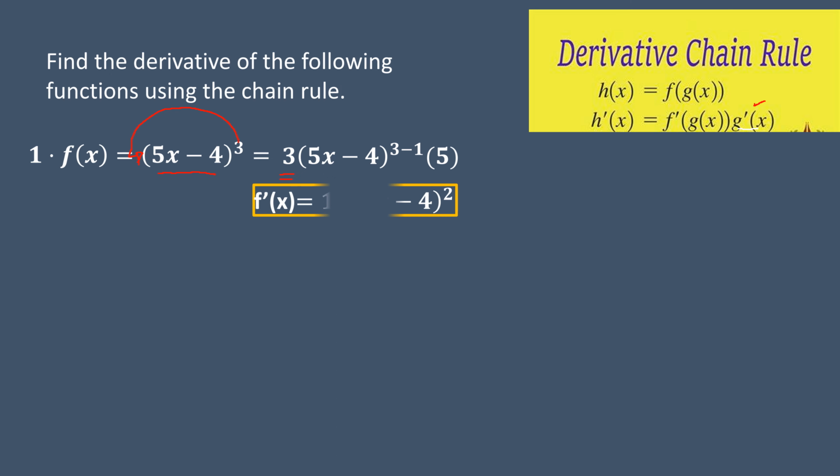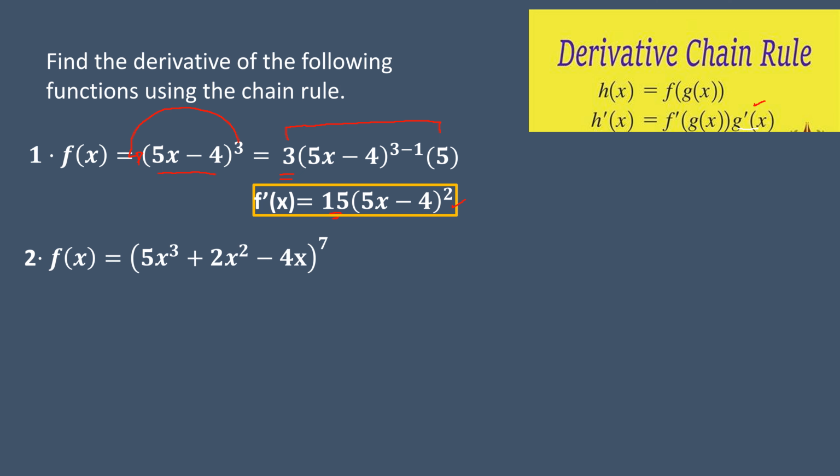To simplify this further, we can multiply the 3 and the 5. So we have there the 15, and then we have the 5x minus 4 to the power of 2. Anyway, we can still expand the 5x minus 4 quantity to the power of 2 times 15, but this could still be considered as our final answer. Let us have number 2.